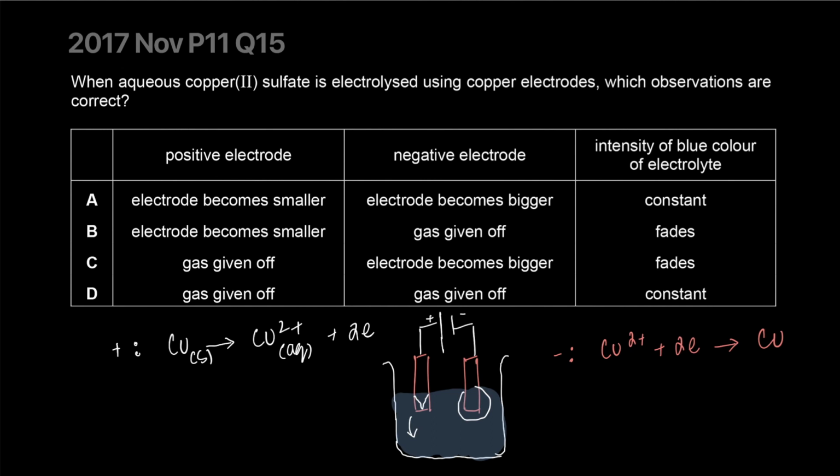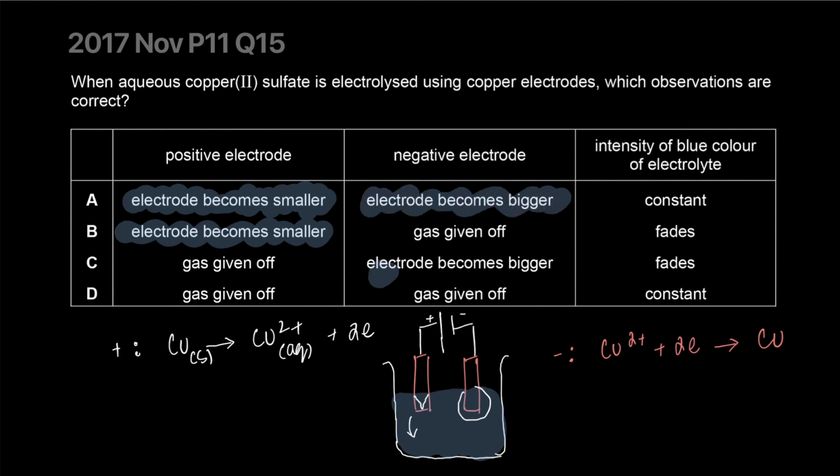So the positive electrode will become smaller. I don't want to refute that statement. The negative electrode becomes bigger, and there's no gas given off. The intensity of the blue color remains constant because the amount of copper going into the solution, which gives it its blue color, is the same amount of copper coming out.